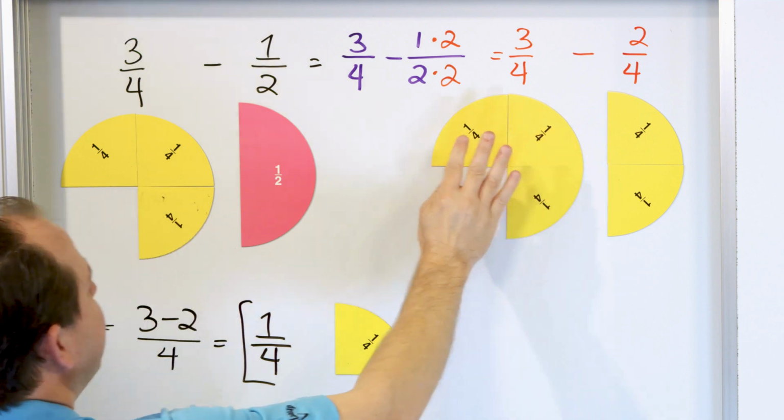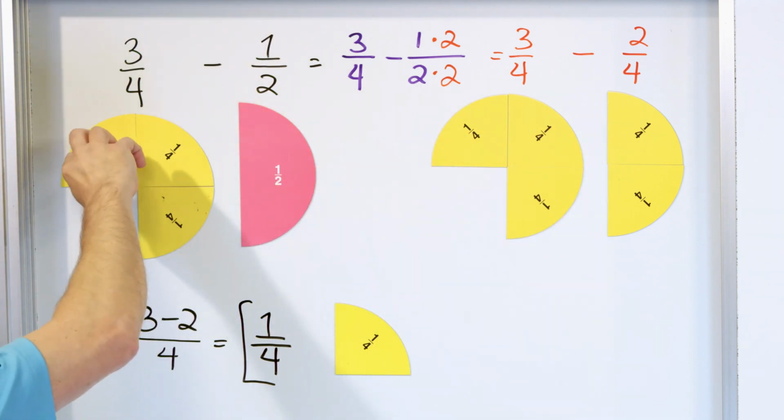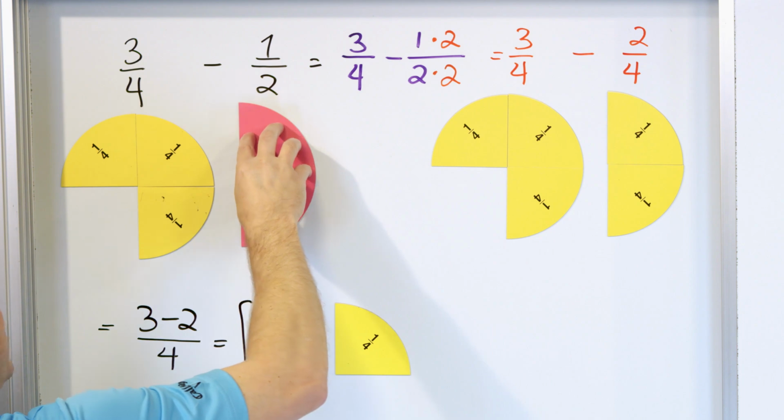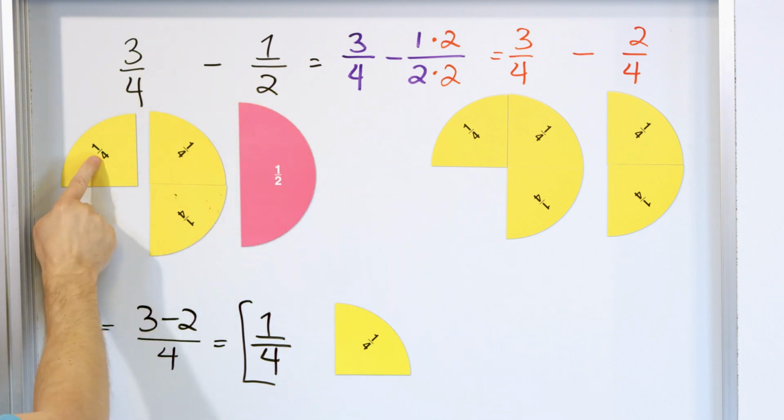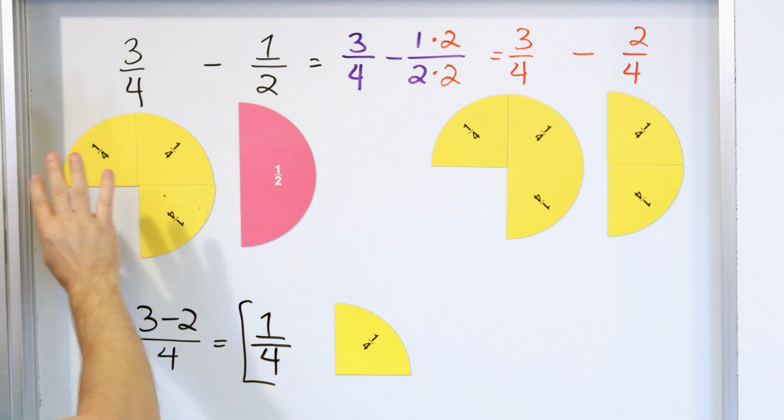All right, now let's go back to the original problem, this. If we start with 3/4 of a pizza and we take 1/2 away, it means we have to take this much away, right? Because this is half. What do we have left? 1/4. So it's all the same.